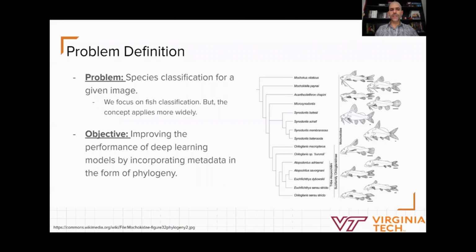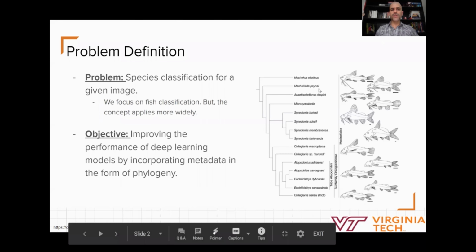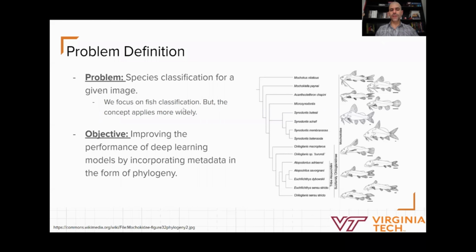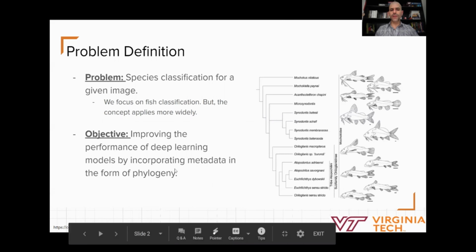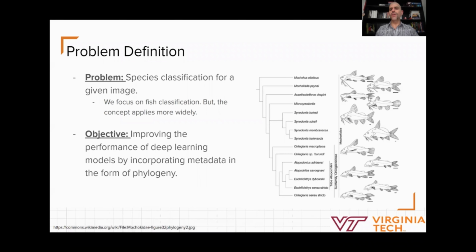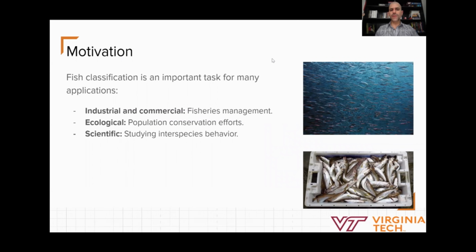So the problem we're targeting is classifying species given an input image. We focus on teleost fish classification, but this can be more widely applied, and we're trying to see if we can improve the performance of our deep learning models if we can feed the phylogeny information, the tree of life of the fish, into the model. So why is this important?